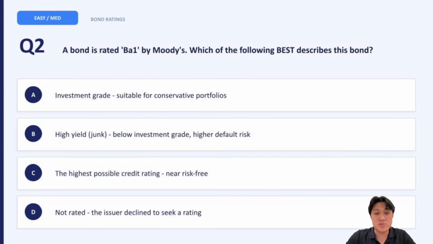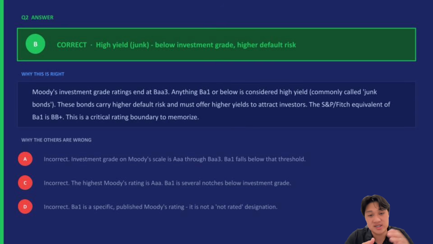The answer is going to be high yield junk bond. This is below investment grade, which means there's a higher risk of default. Moody's investment grade ends at Baa3. Anything Ba1 or below is considered high yield junk. These bonds typically carry higher default risk, but also must offer higher yield in order to attract investors.